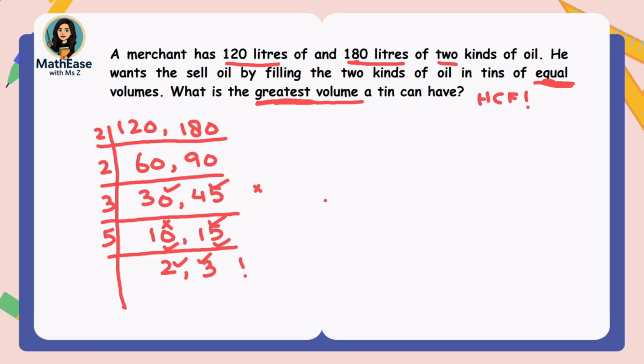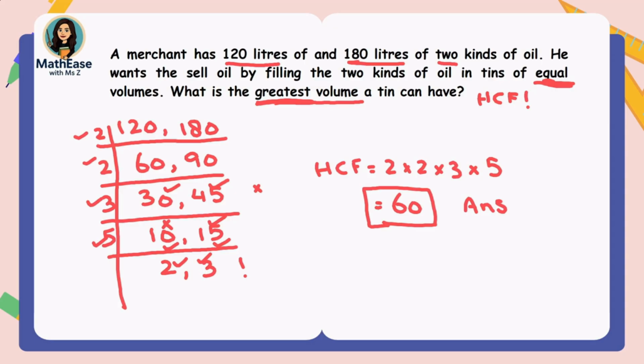I hope you all remember what we have to do next. We multiply all the numbers on the left. So that's 2, 2, 3, and 5. So we are going to write that the HCF is equal to 2 times 2 times 3 times 5, which is 60. This is the HCF, which is our final answer. So the greatest volume tin the merchant can have is actually 60 liters.